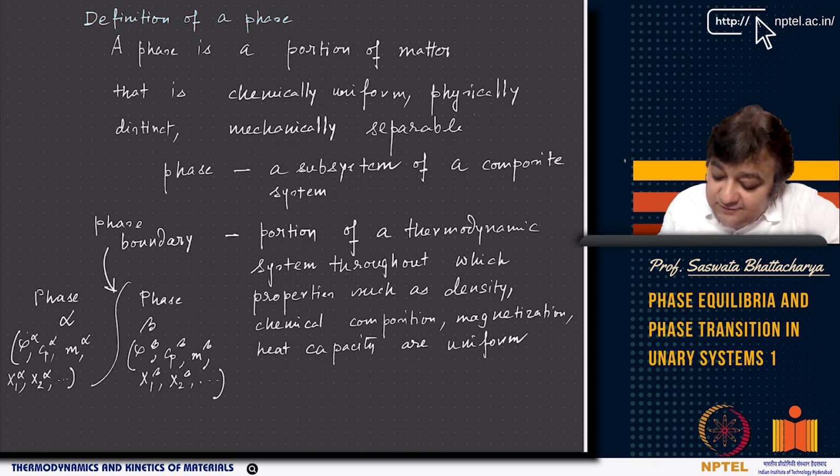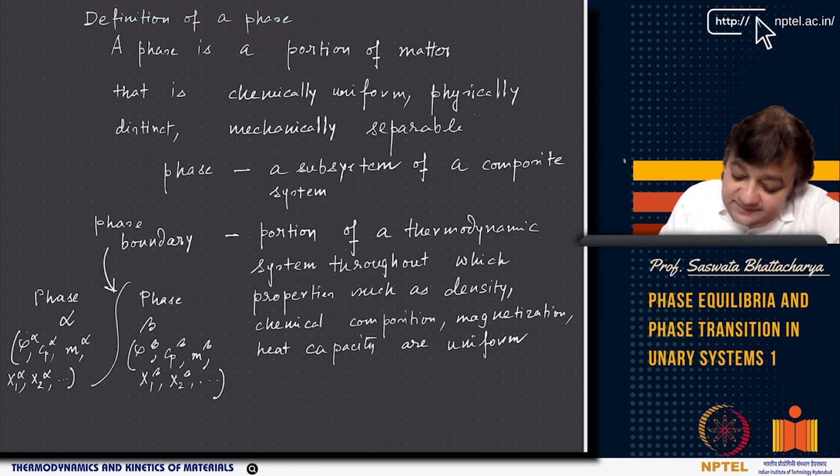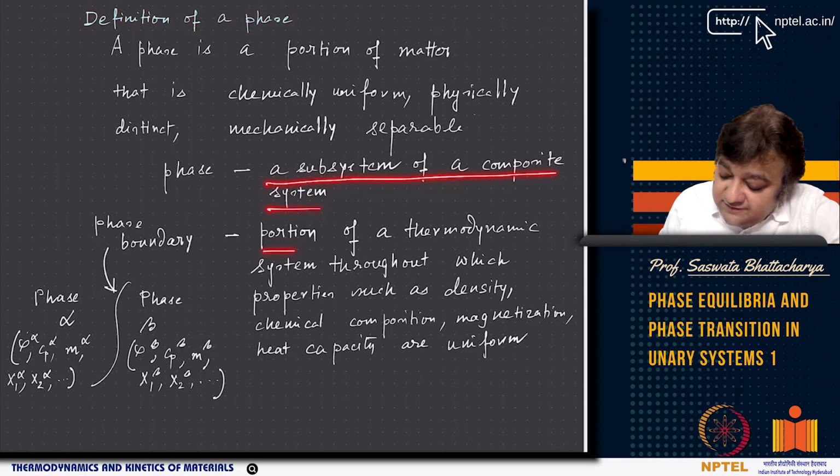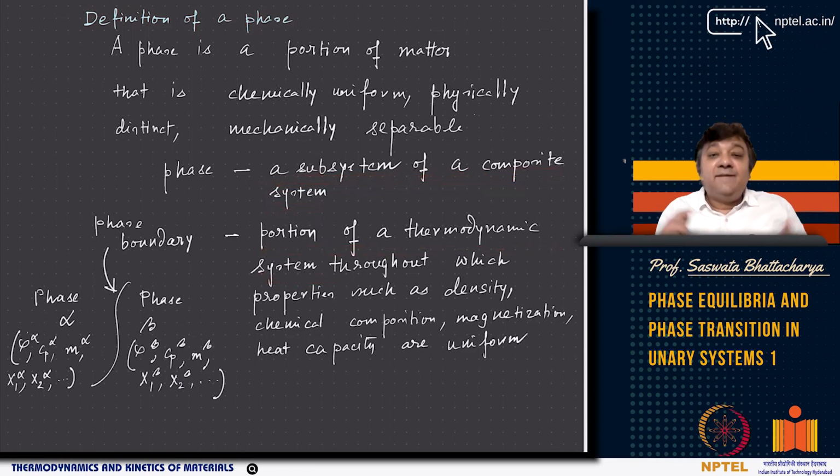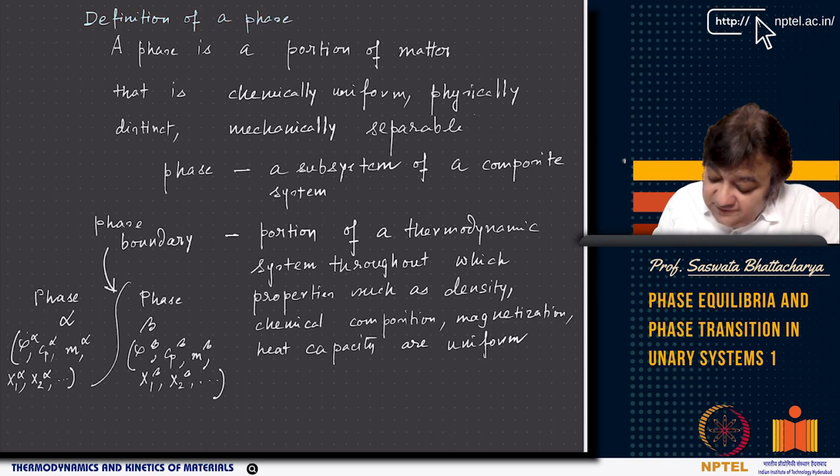So it's a portion of a thermodynamic system. Instead of saying it's a portion of matter, I am talking of it as a portion of a thermodynamic system. With these ideas, phase as a subsystem of a composite system or portion of a thermodynamic system, you can immediately identify the previous concepts of thermodynamic equilibrium that have been given in terms of subsystems of a composite system. So it's a subsystem throughout which properties such as density, chemical composition, magnetization, heat capacity, electric polarization or susceptibility are uniform.